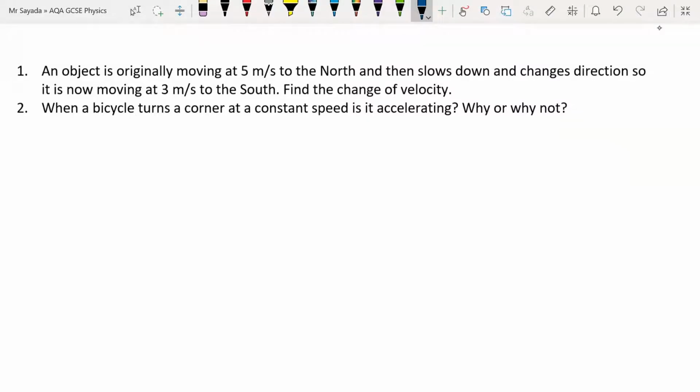So for question one, remember that velocity is what type of quantity? Say your answer to the video now. Velocity is a vector quantity, which means it includes direction. So if it's originally moving at 5 meters per second north, let's say that that's 5 with a positive before it, so plus 5 meters per second. And then later it's moving at 3 meters per second in the opposite direction. That means its final velocity was -3 and its initial velocity was 5.